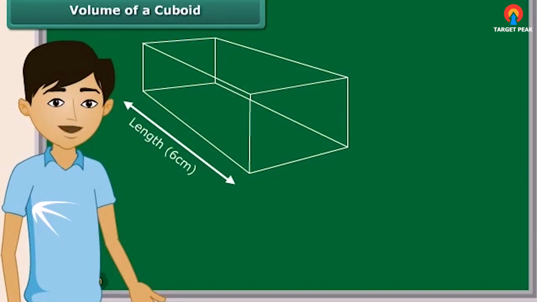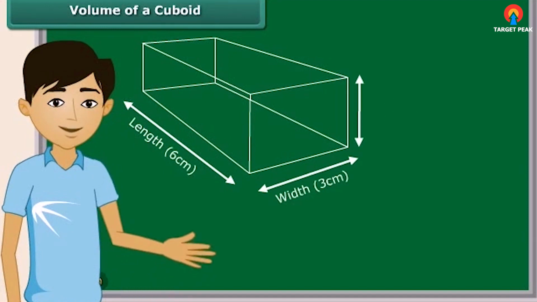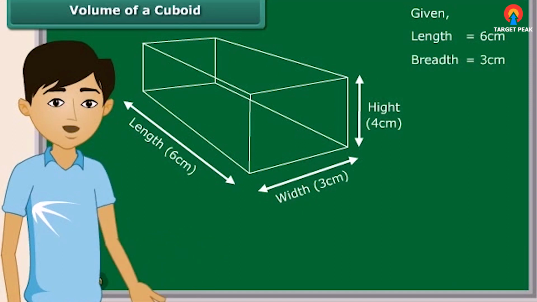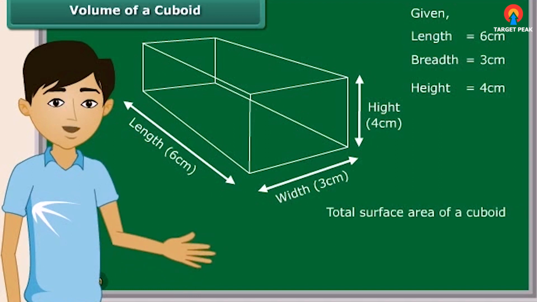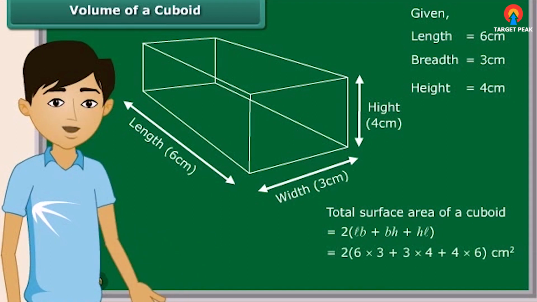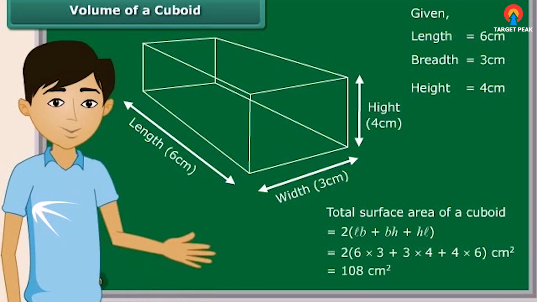Alright, let us take an example. You are seeing this cuboid which has length equal to 6 centimeters, breadth equal to 3 centimeters, and height equal to 4 centimeters. Calculation of its surface area is not difficult at all because now we know its formula. Now we substitute all the values here and this gives us the surface area of this cuboid, which is equal to 108 square centimeters.